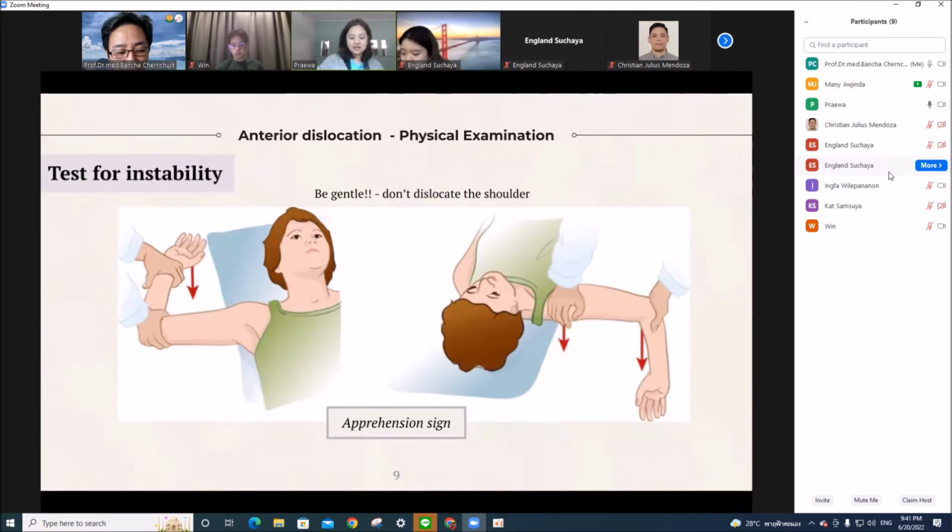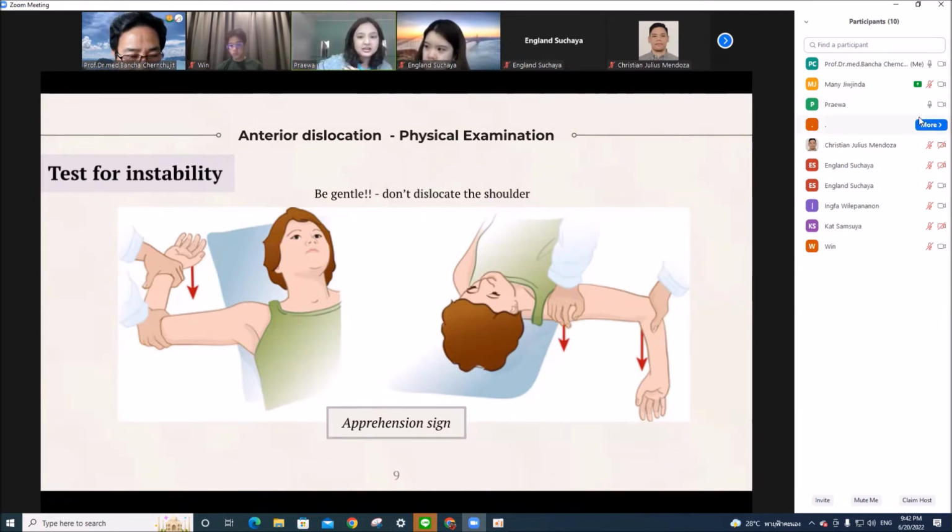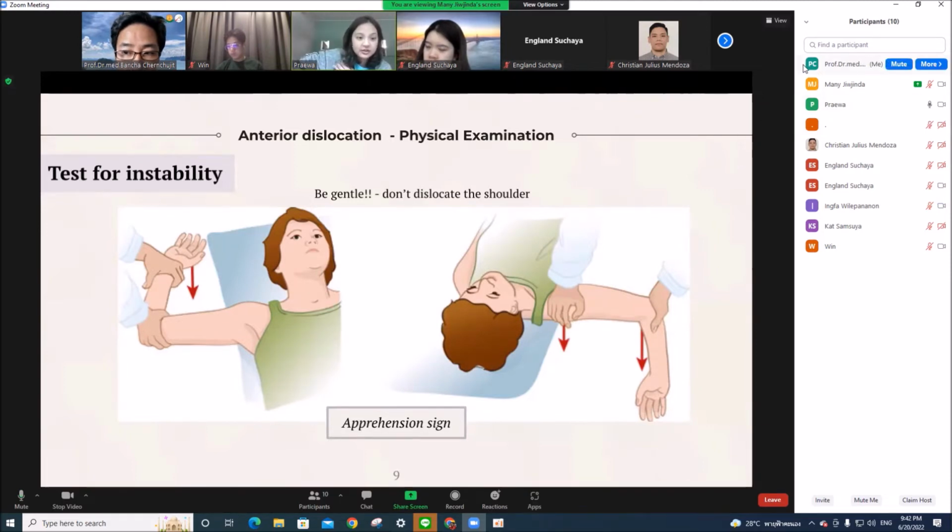Okay, next is the apprehension sign. For this one, there are two types, anterior and posterior apprehension signs. How you perform it is that you do 90-degree abduction and 90-degree elbow flexion, and then either external rotation or internal rotation. External rotation is for the anterior apprehension test, and internal rotation is for the posterior. The sensation the patient should get is apprehension, not pain. And this will detect instability.